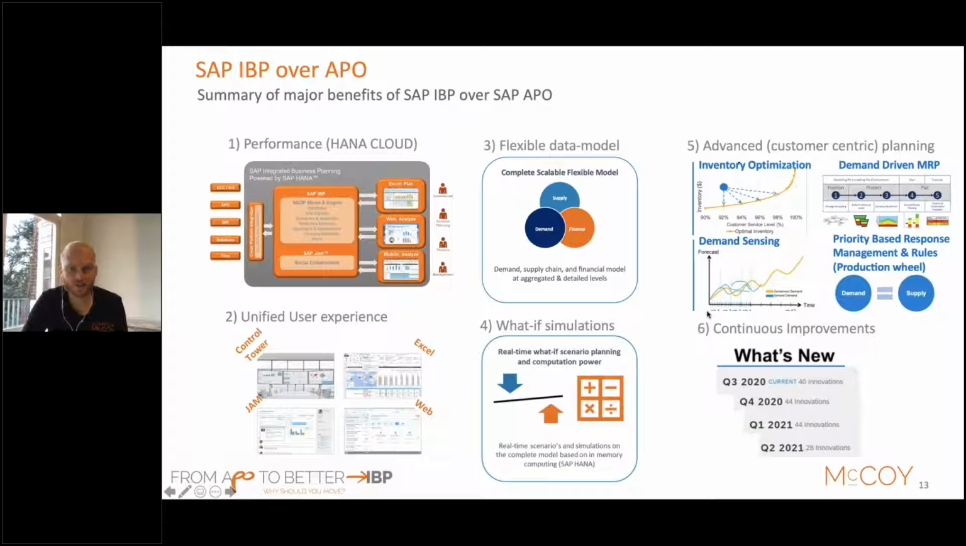And last but not least, I said it before, the continuous improvement. Each quarter there's a new release, and each quarter the system will reach another stage of maturity and will include more possibilities to optimize your supply chain.